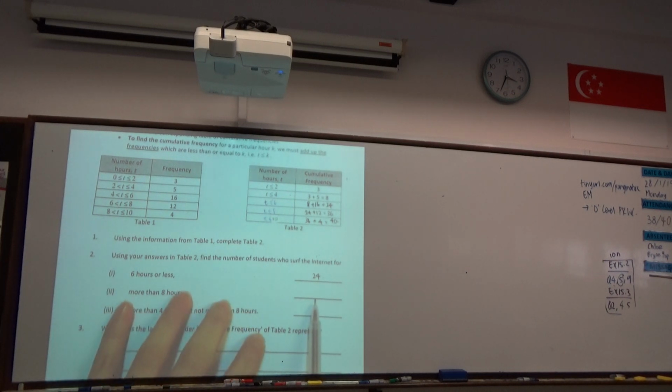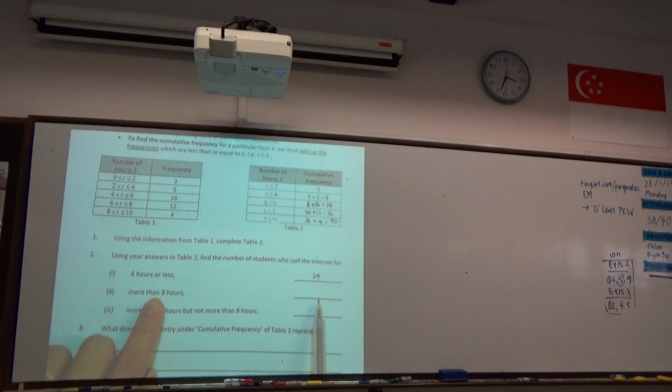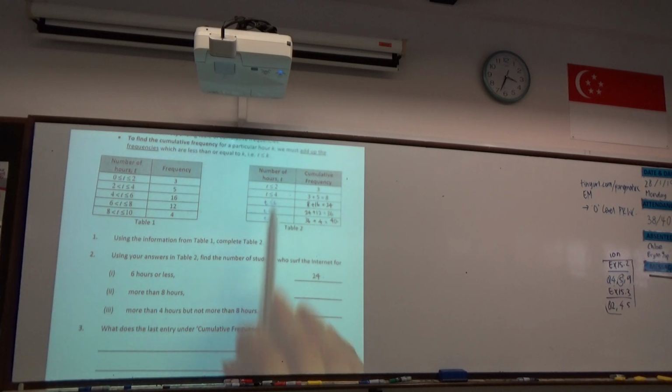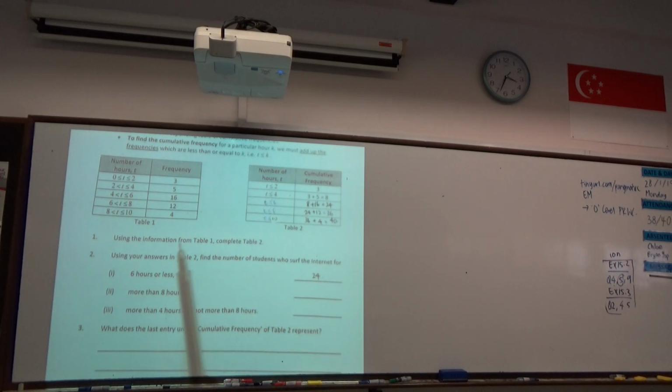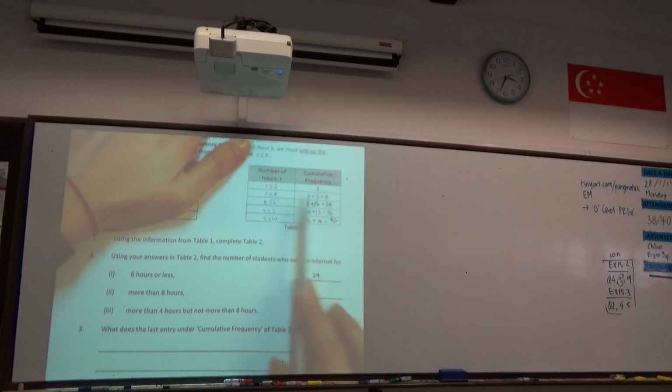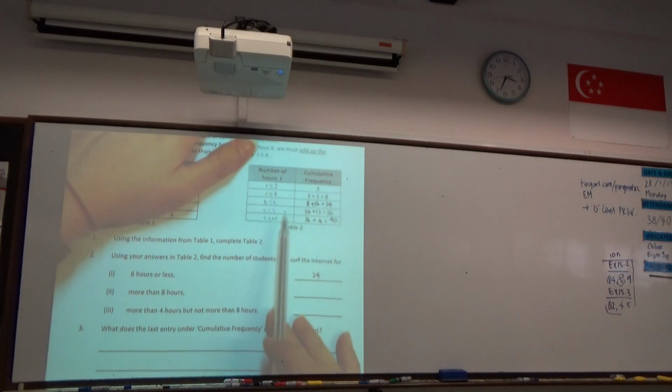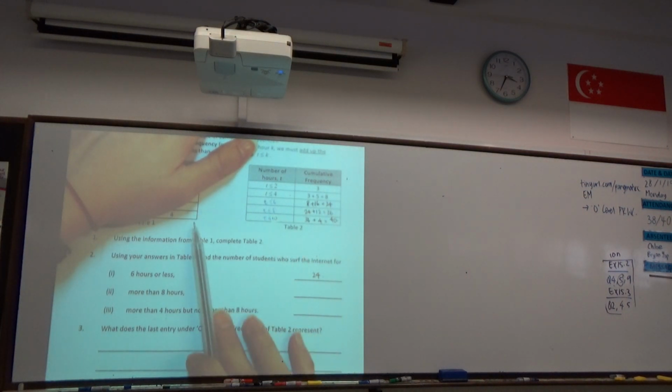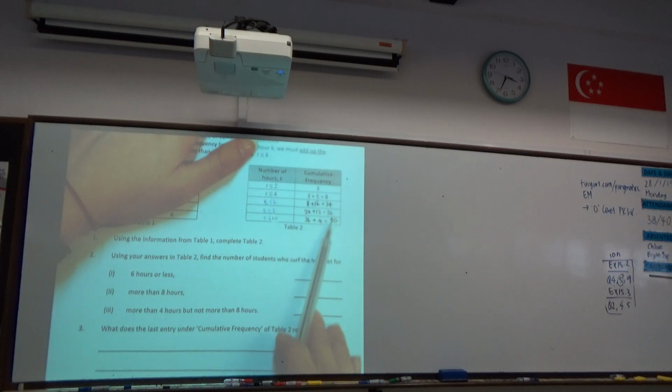We want more than 8 hours. How do I find more than 8 hours? Over here it is all less than or equal to. What would I need to do? I could look at the other table, but in the exam they usually only give you this table. No need to make your own table. We can do a minus. So we take 40 minus 36, and that will give you 4.